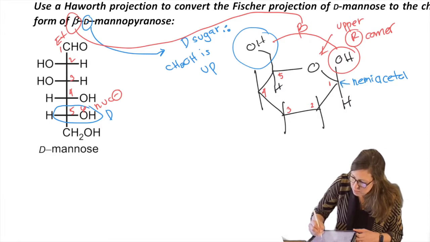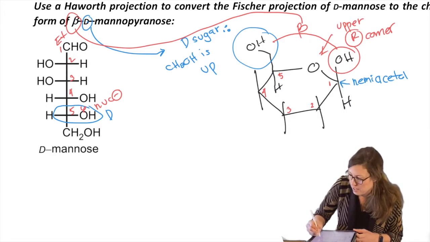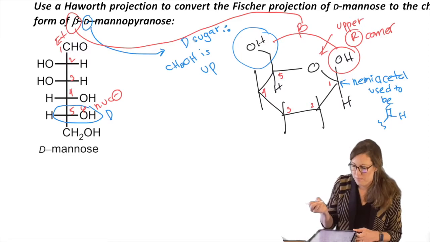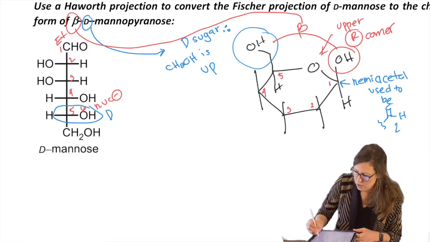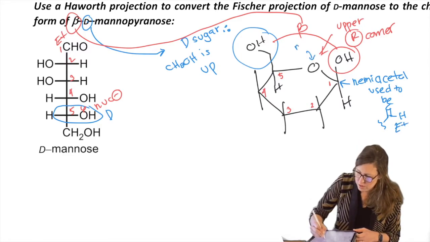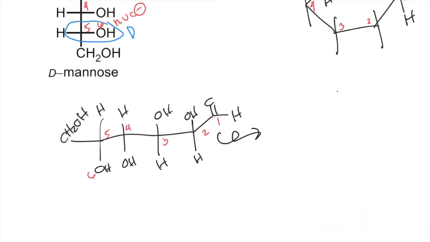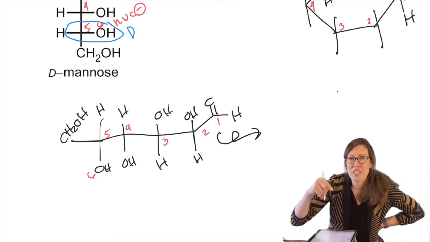That means if it's a hemiacetal, it used to be an aldehyde. And we can see that with the number. It's carbon 1. So that was our electrophile. This was our nucleophile. Okay, so I'm going to break this into steps.